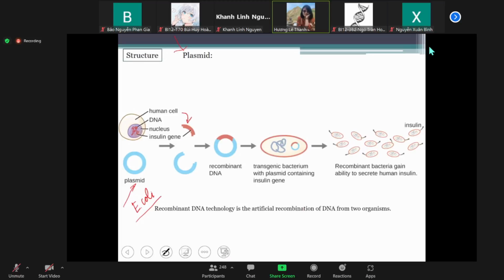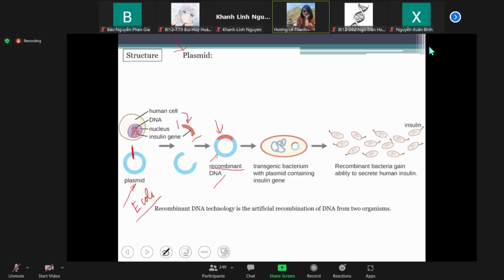We cut the plasmid of the bacteria. It will open, and we will ligate the gene from the humans into the plasmid of the bacteria to make a recombinant DNA. So the blue part is the plasmid from the bacteria, and the orange here is the gene from humans, making recombinant DNA.